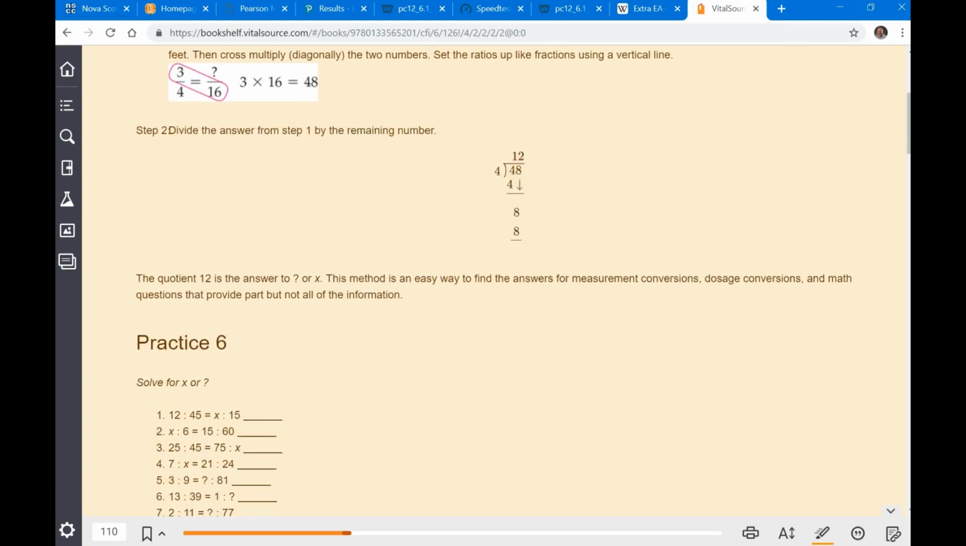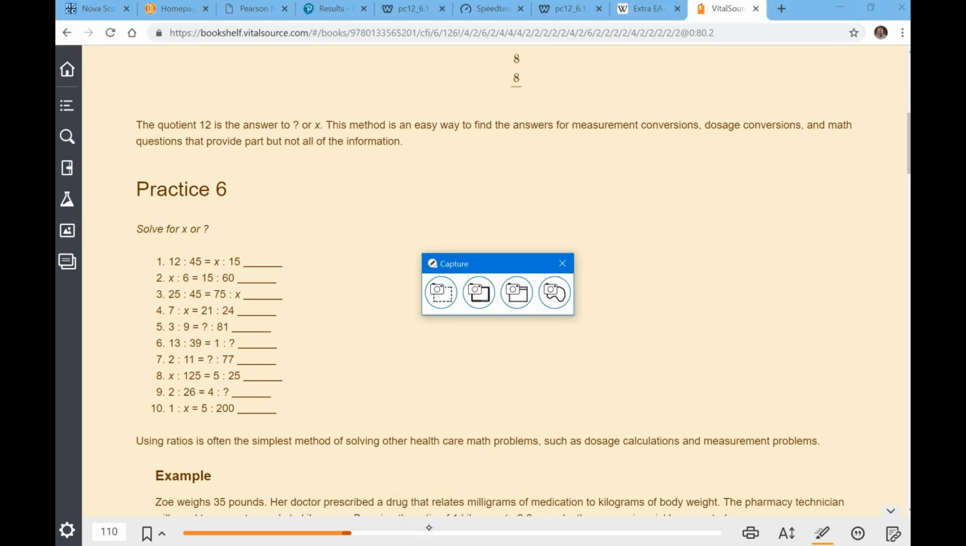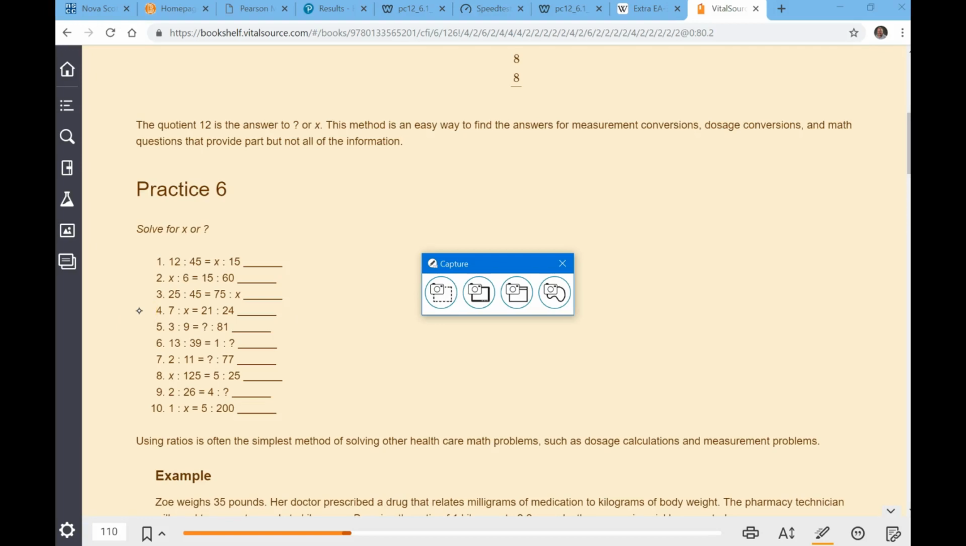Let's have a look at some examples. I'll give you some examples down here, and we'll set them up and we'll try them. And then we'll do some questions like down below, word problems using ratio and proportion, and I'll show you how to set those up, because setting them up is the trickiest part. So let's have a look at the first one.